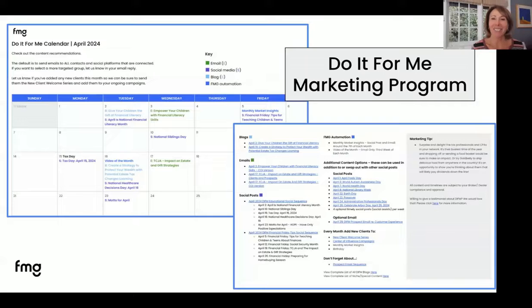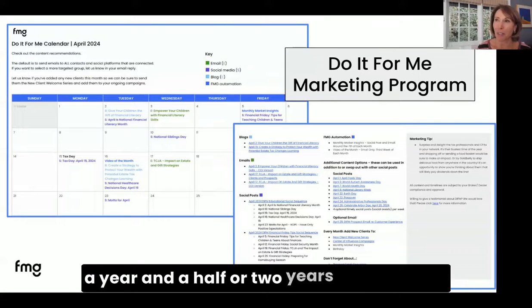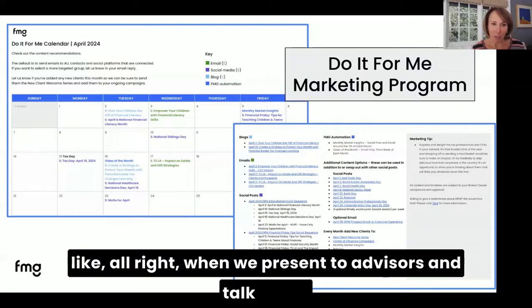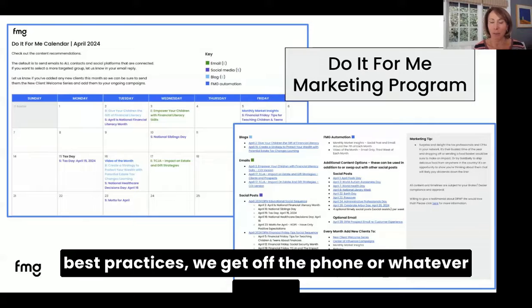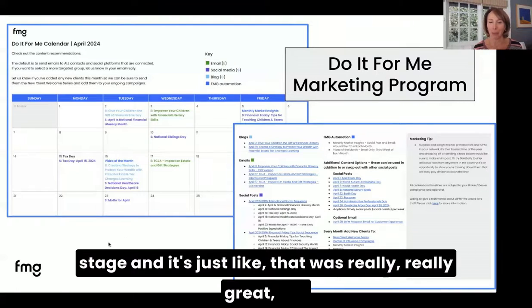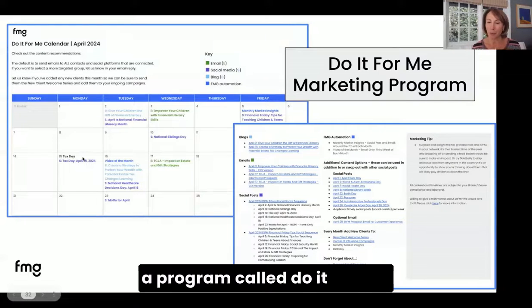Well, Sam and I, a year and a half or 2 years ago, we were like, all right, when we present to advisors and talk about best practices, we get off the phone or off stage and we hear from advisors, that was really, really great, but can you just do it for me? And so we decided to come up with a program called Do It For Me.